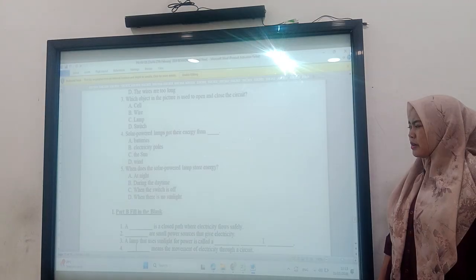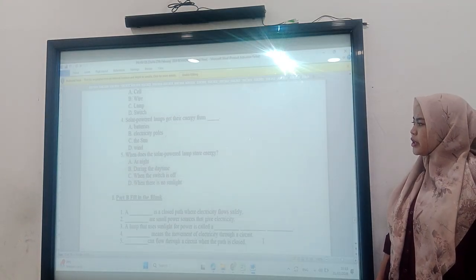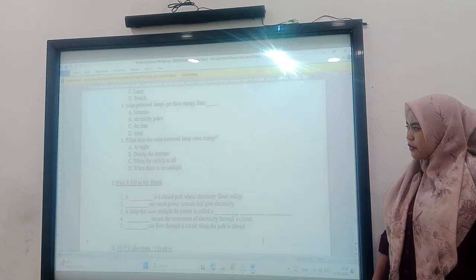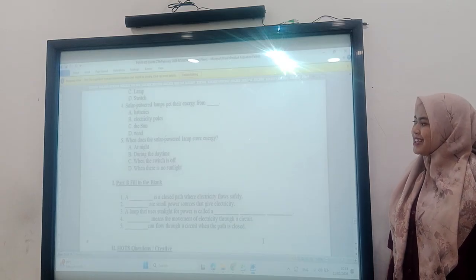Number four, solar powered lamps get their energy from the sun. C. Number five, when does the solar powered lamp store energy? C. When the switch is off. No, B. During the daytime.